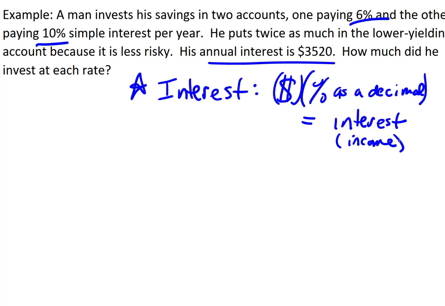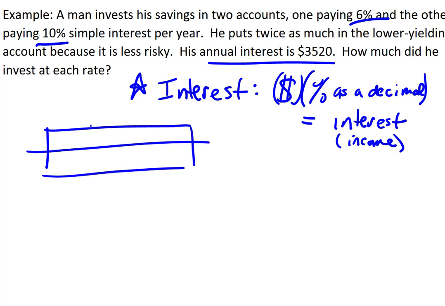And we're going to organize this one with a chart, just like we did with the distance rate time. This is just a convenient way to organize things. Now, the reason we have two rows this time is because we have two different accounts. One's paying 6%, so we're going to label these outside of our chart on the left side as 6%, and one paying 10%. And then we want to put our formula across the top. So we're going to put our dollars invested, also known as principal. We're going to put our percentage interest, but remember, we're going to use that as a decimal, and we're going to multiply those together, and that product is going to equal our income, or the interest income, you could say. So there's our formula, there's our chart.